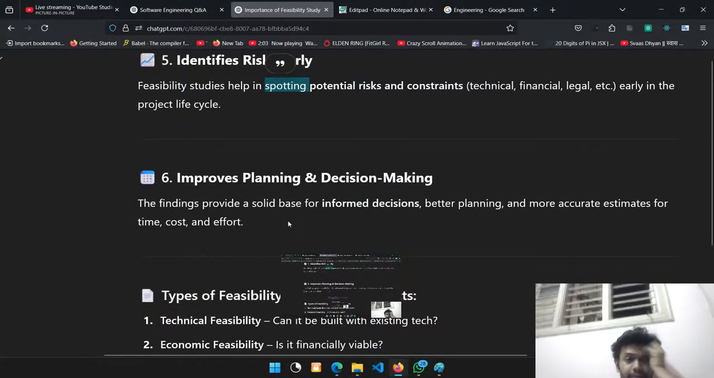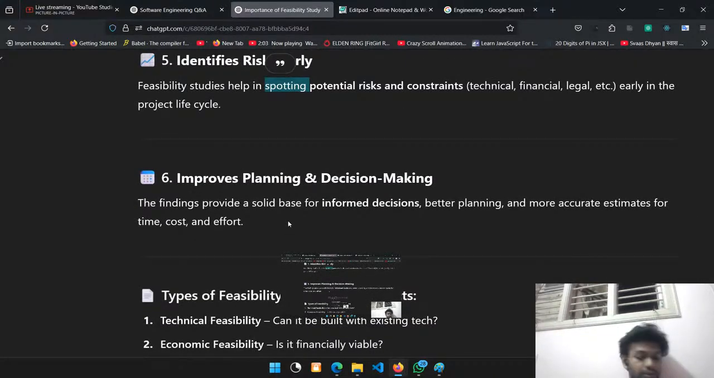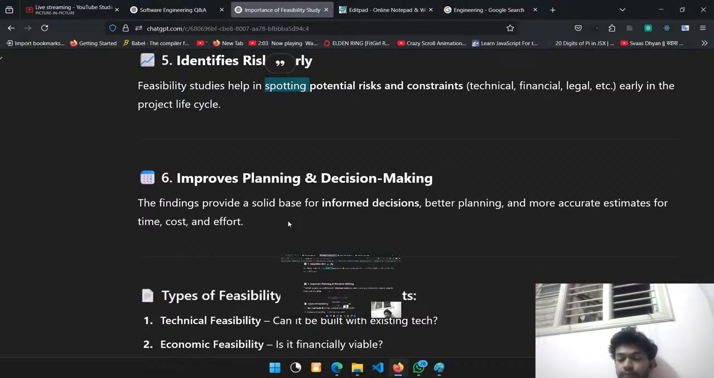Improve planning and decision making. A solid base for informed decisions, better planning, and more accurate estimates for the team.